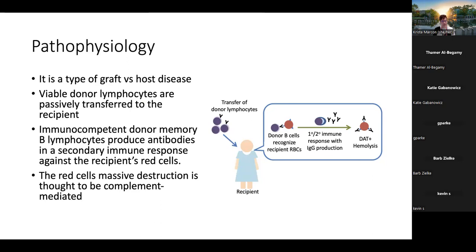The mechanism behind PLS is as follows. During the transplant, donor lymphocytes are transferred, and they recognize antigen present on the recipient red blood cells. This triggers a humoral response, resulting in the production of IgG. So mainly IgG is produced. However, in less common situations, you can see an IgM antibody, which usually causes hemolysis.